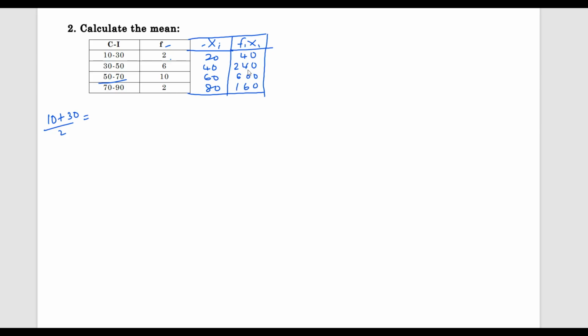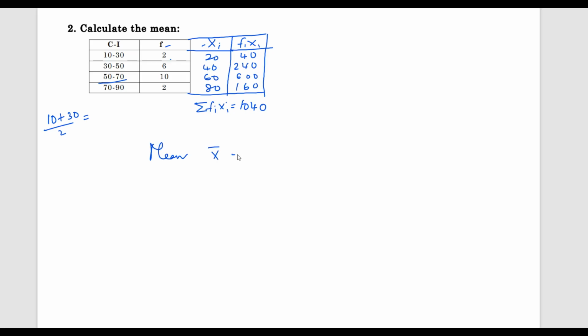Now add 40, 240 plus 600 plus 160. What you get is sigma fi xi, that is the sum of product of fi xi, which is what? 1040.